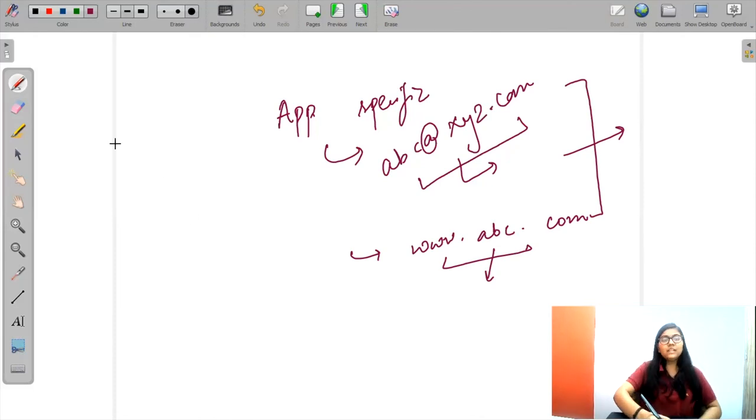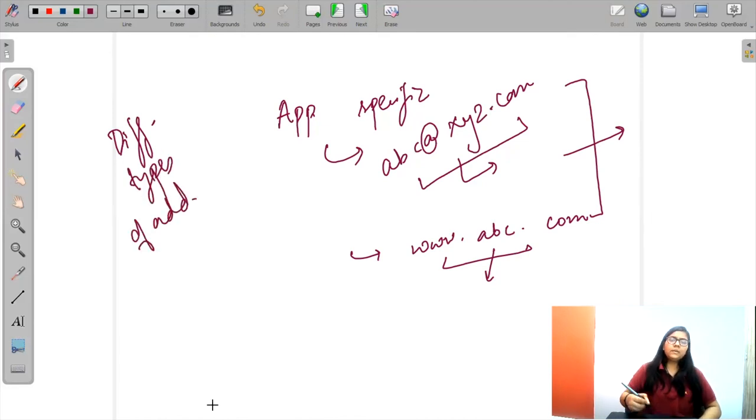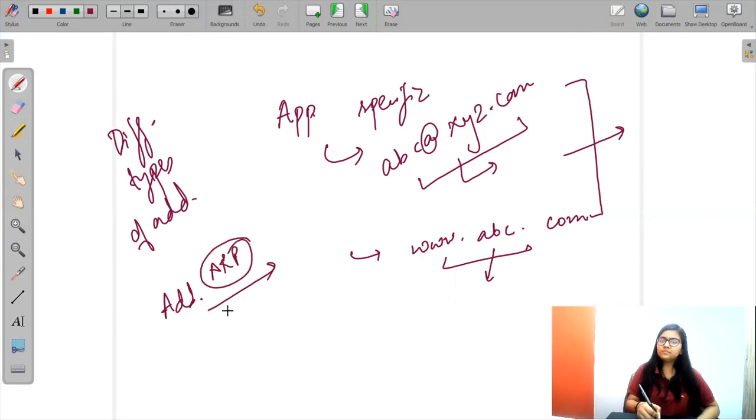So that's all about the different types of addressing. We will be using these types of addressing in detail in the further chapters, and then you will have more clarity about them. We will also be discussing the addressing protocols, so ARP and others will be discussed in the future chapters.